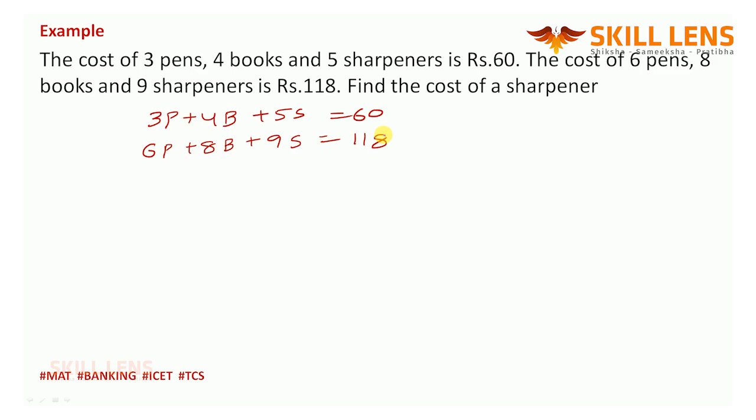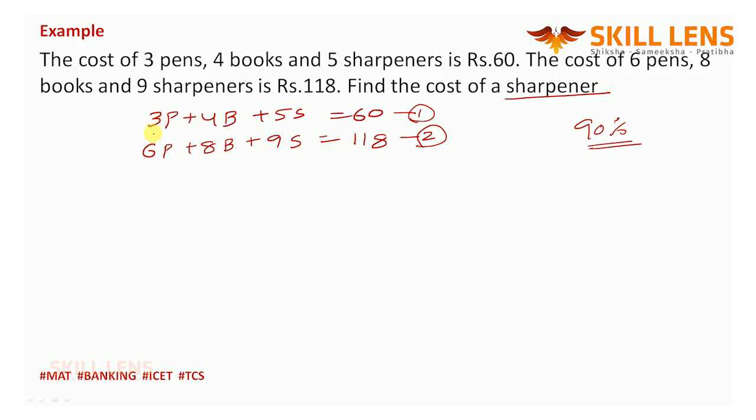How many variables you have? 3 variables. How many equations you have? 2 equations. 90% people think that answer is cannot be determined. But if you closely observe the equation, let's say this is first equation and this is second equation. You want a sharpener. So your central idea is what? You want to eliminate pen and book.